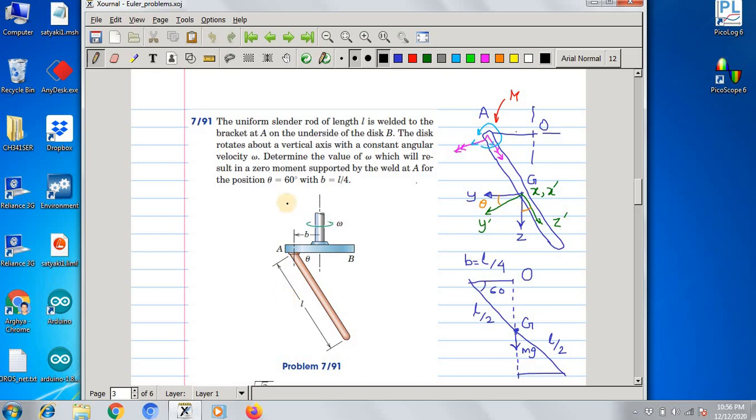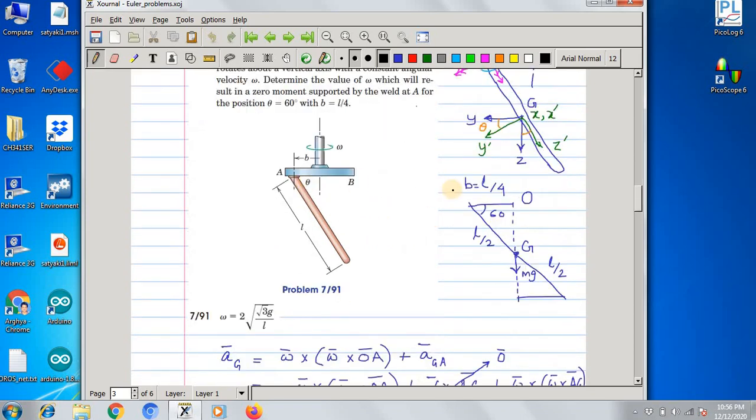Okay, so the uniform slender rod of length L is welded to the bracket at A on the underside of a disc B. The disc rotates about a vertical axis with a constant angular velocity omega. Determine the value of omega, which will result in a zero moment supported by the weld at A. So the moment at the weld at A will be zero.